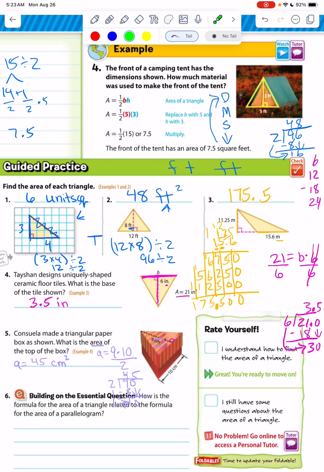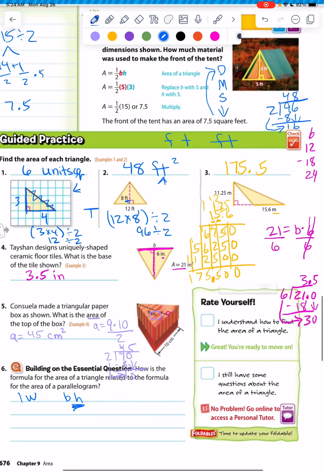All right. So this here says, how is the formula for the area of a triangle related to the formula for the area of the parallelogram? Well, they both start with a length times a width, or base times height. They both start with that. Okay, that's how they're related. A triangle also starts with a base times a height, right? Is there another page? Nope.